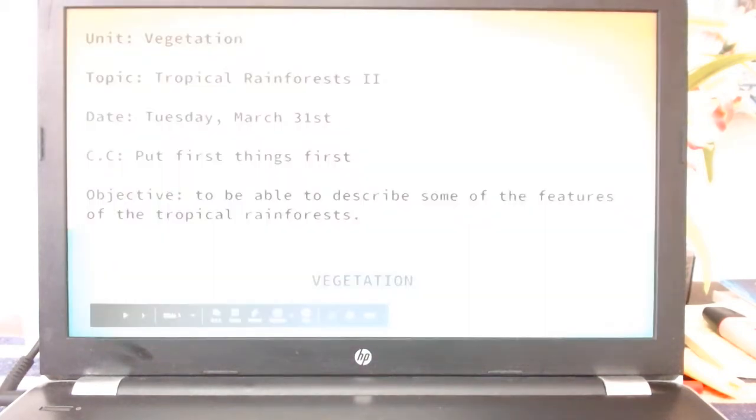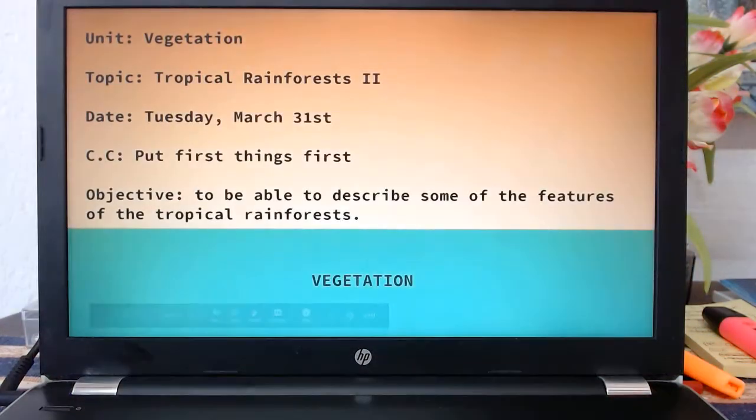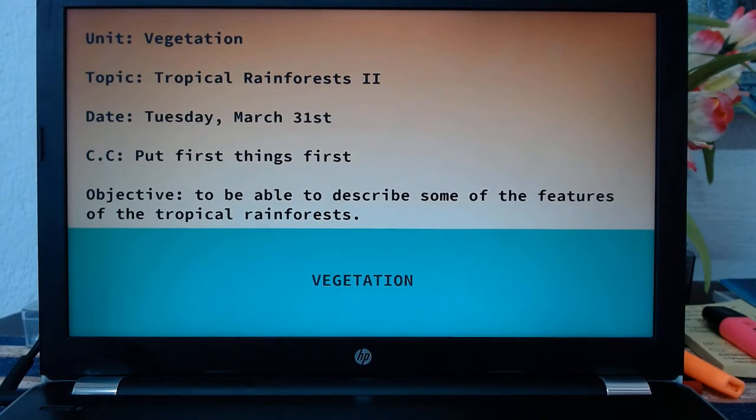Tropical rainforest, the features. All right, so here's your headings. Unit: vegetation. Topic: tropical rainforest, part 2. Today is the 31st of March, and we're going to try and describe some of the features of tropical rainforests.